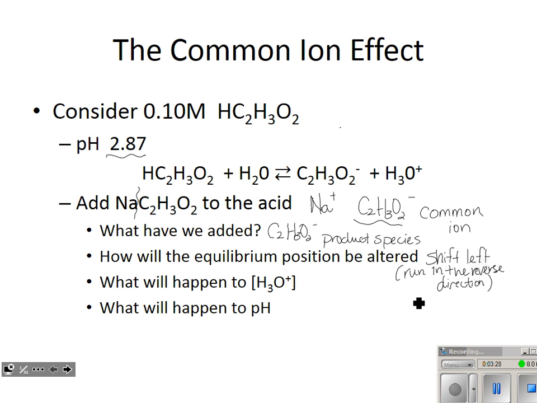Hopefully you thought about it, and you would recognize that the concentration of hydronium ion will decrease as the reaction uses products and makes more reactants. And if it's going to decrease, the pH therefore is going to increase. So once we add sodium acetate to our 0.1 molar acetic acid, the pH will no longer be 2.87, but something higher than that. So let's go ahead and calculate.